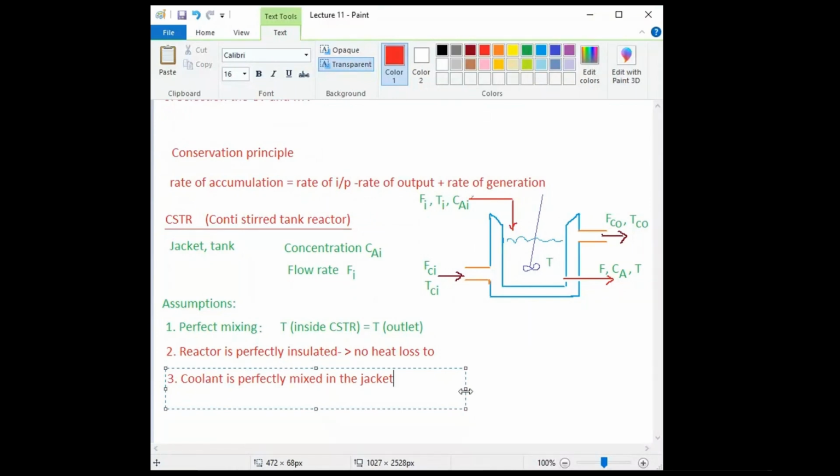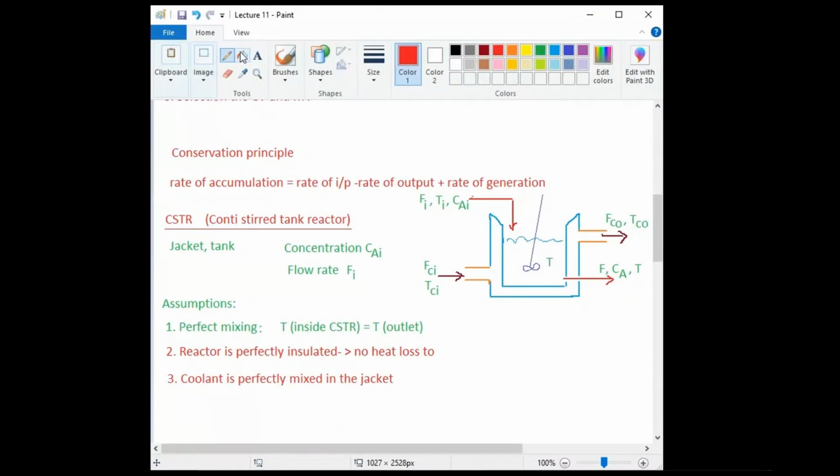Right. So this means that at all the points here, the coolant temperature is the same, right? We are considering that the coolant is perfectly mixed, so that at this particular point, the effect of the coolant will be the same. So that is why we are considering the coolant is also perfectly mixed.